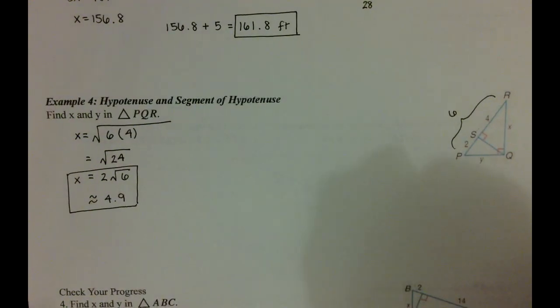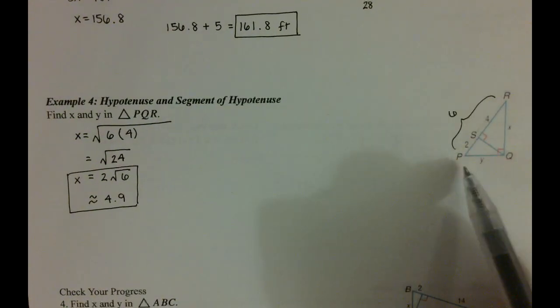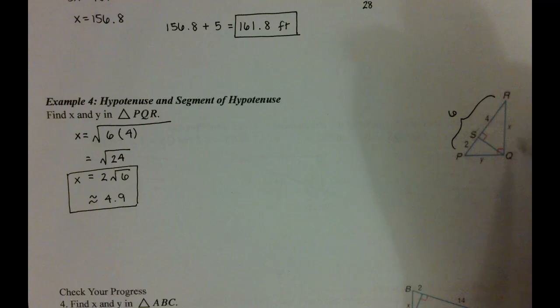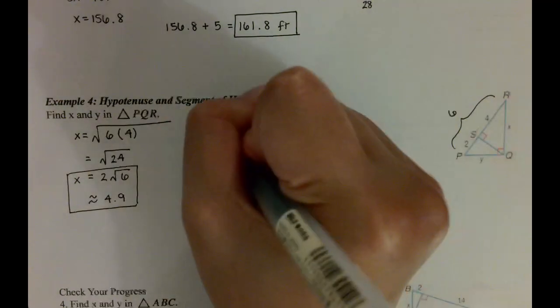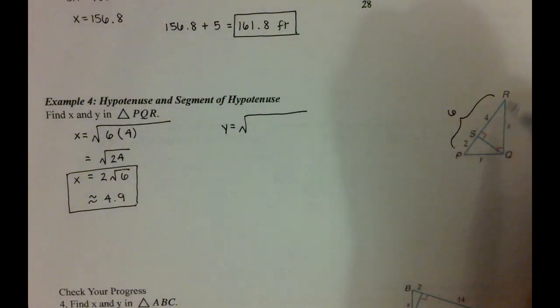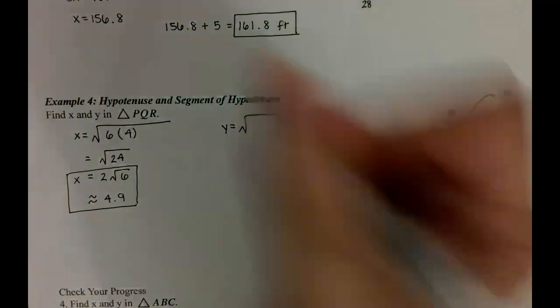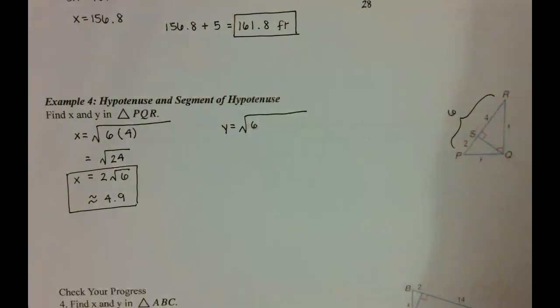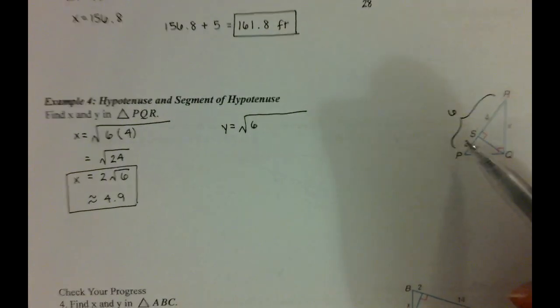So then to find y is the same thing. So y is also a leg, right? So this is the right triangle, right? So this is the hypotenuse. That would make this also a leg. So y equals, same thing, square root of the whole hypotenuse, which in this case is 6, times the part of the hypotenuse that is adjacent to it. So that's 2.